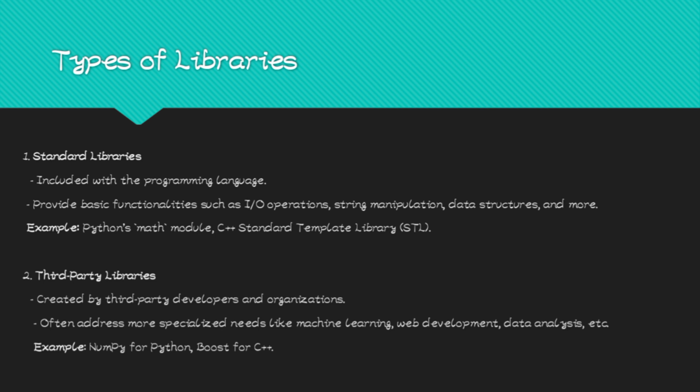Another type is the third-party libraries. These are created by third-party developers or organizations, so they often address more specialized needs. By the time they're made, they are more advanced compared to the standard ones, and they are specialized, like machine learning, using an API to teach a machine what to do, web development, data analysis, etc. An example is NumPy, which is a library for Python, and Boost for C++.